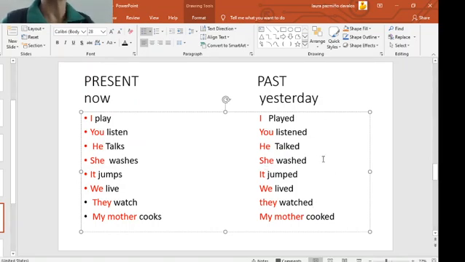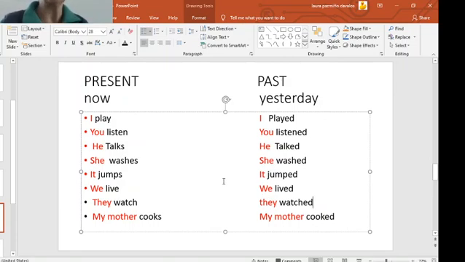You washed your hands yesterday. He talked. You talked to your family yesterday. You listened to the teacher yesterday. I guess you played video games. You played hide and seek yesterday. So that's the difference between now and yesterday with regular verbs.